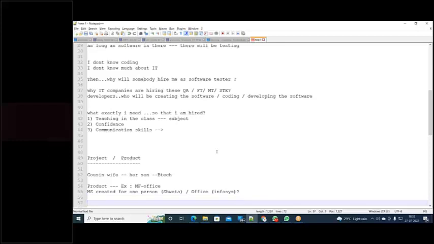Let me put it in a formal definition. I will share this document, whatever I'm typing, and then you can save it.